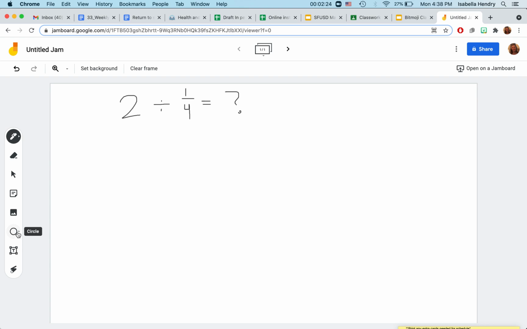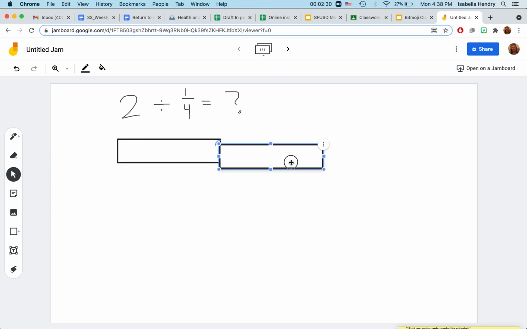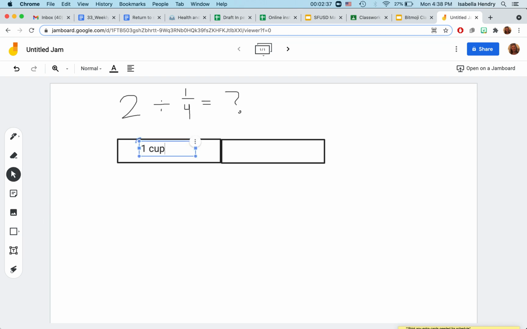I think I'm going to use a tape diagram. I like those. So I'm going to write 2 wholes here, and then I'm going to see how many 1/4s it would be. This is 1 cup. This is 1 cup. And I want to know how many 1/4 of a cup. I know that in 1 whole there's 4/4. 2, 3, 4.